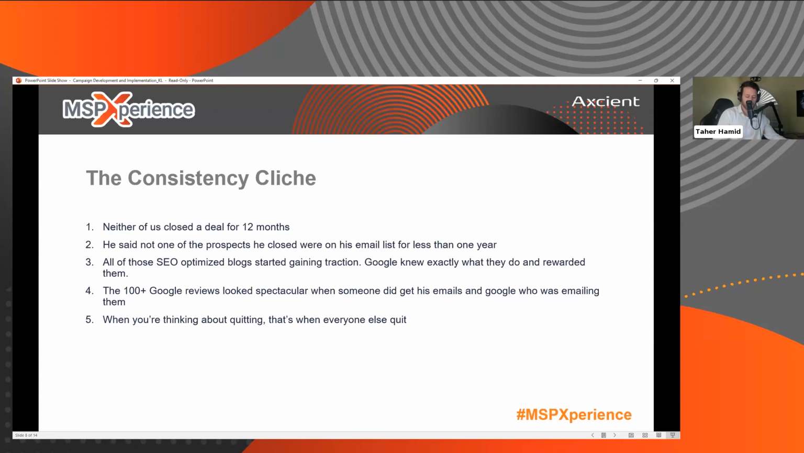So if he would have quit at that 6-month mark, that 9-month mark, that 12-month mark, he probably would have quit and said, I failed. I suck at this, whatever. But he kept going and the results came.